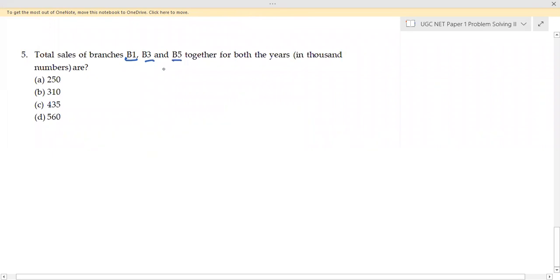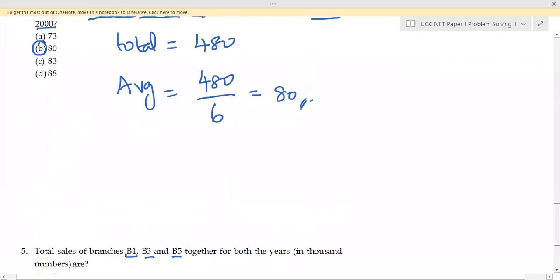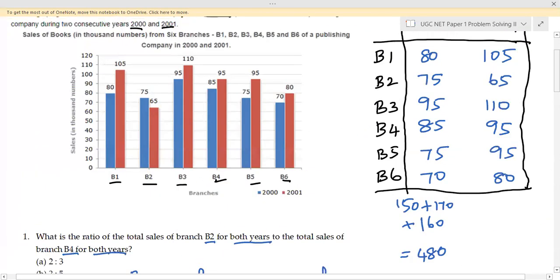B1, B3 and B5. So for these three branches, B1, B3, B5, easy to remember, odd numbers, 1, 3, 5. So B1, B3, B5, what was the total sales of the branches for both the years? So that means we need to take B1, B3, B5 for both the years 2000 and 2001. So in that case, go back to the table that we have recorded. So B1, B3, B5 for both the years. So that means we have to add up these 6 values.